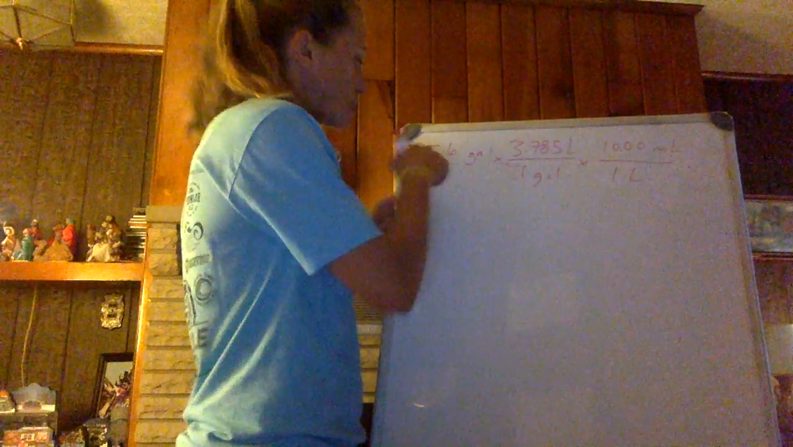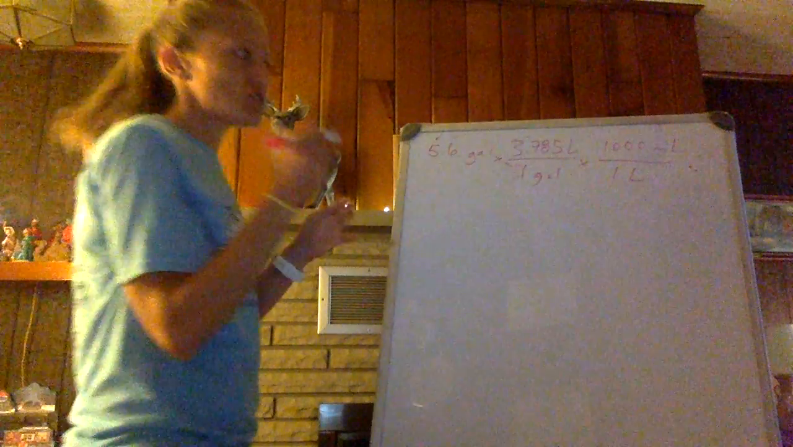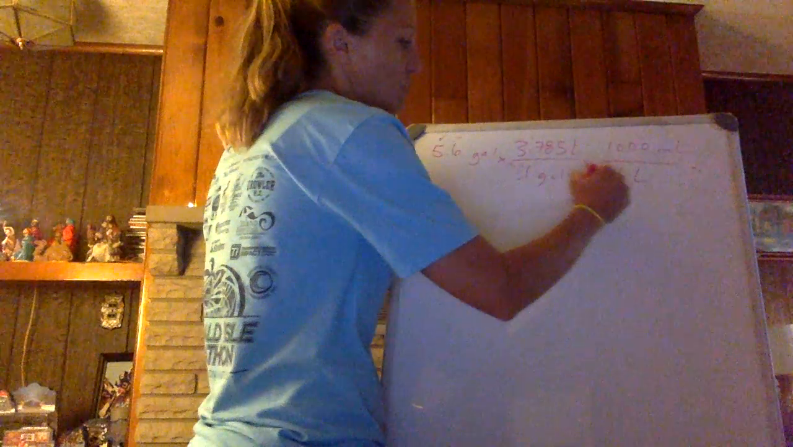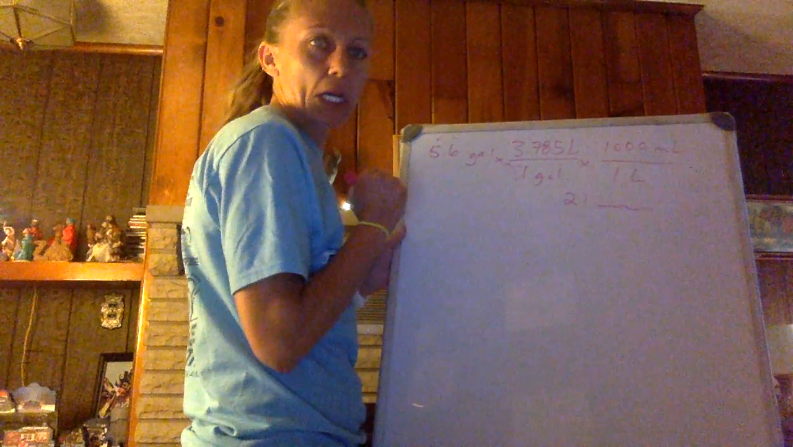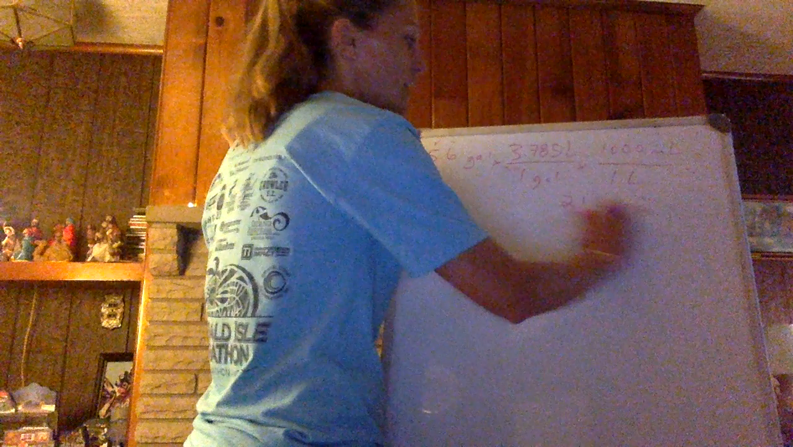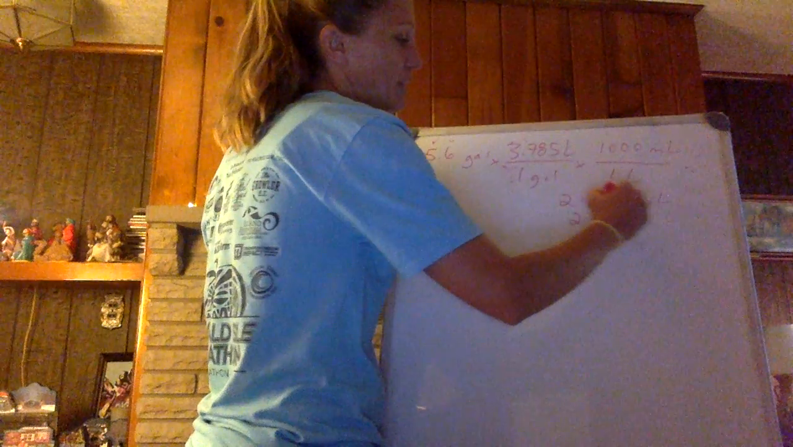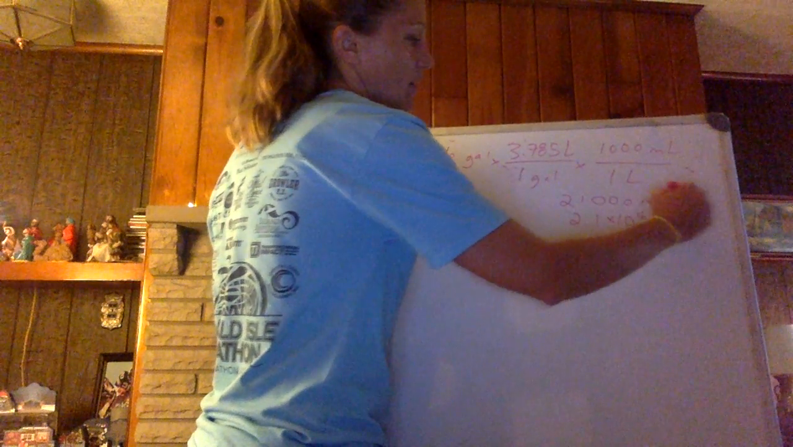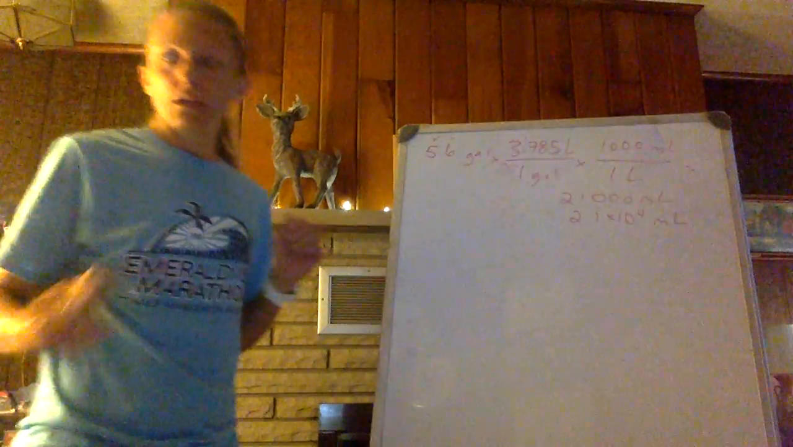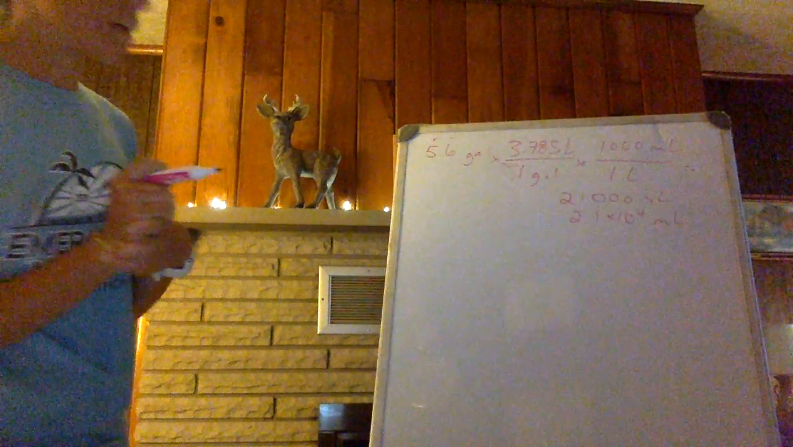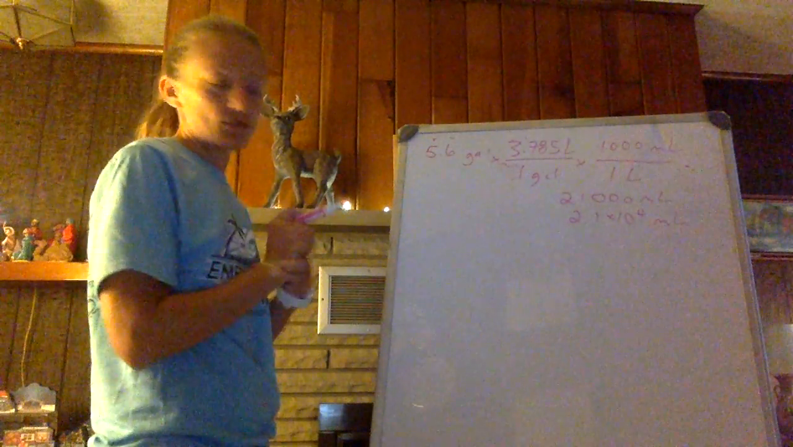Multiply across the top because that's all I've got. 2 significant digits here, so I want to try to keep 2 in my answer. I'm going to use scientific notation to do that, but you don't have to. I got like 21,000 something milliliters. I can either do 21,000 milliliters or 2.1 times 10 to the 4th milliliters. All right.